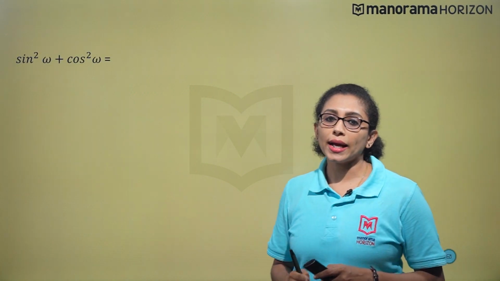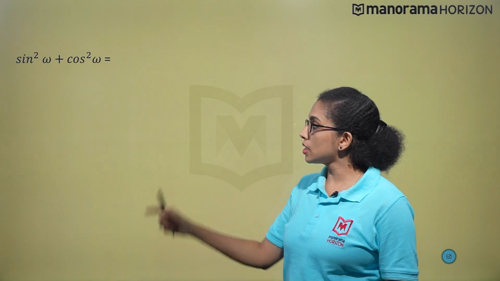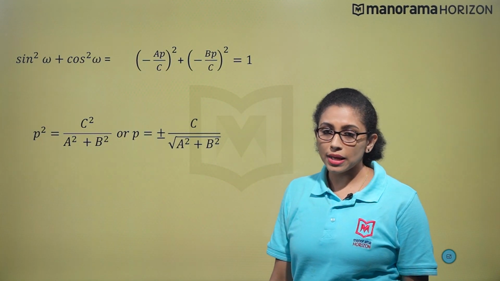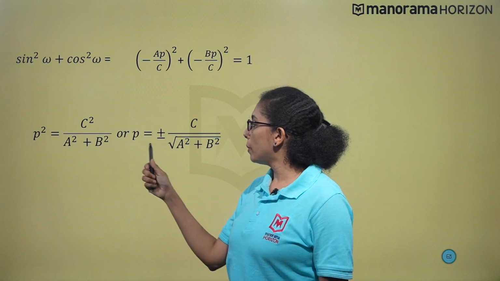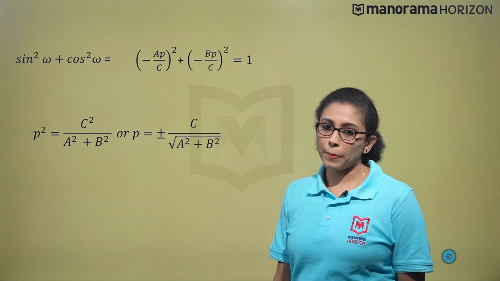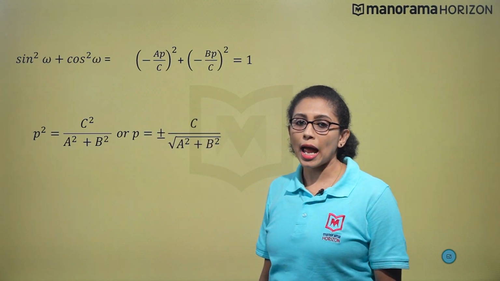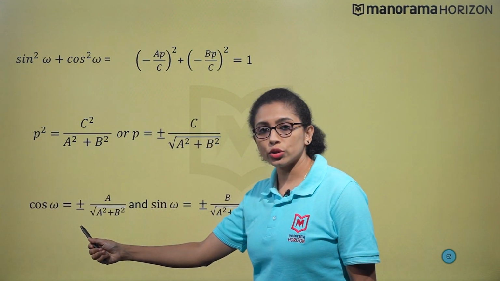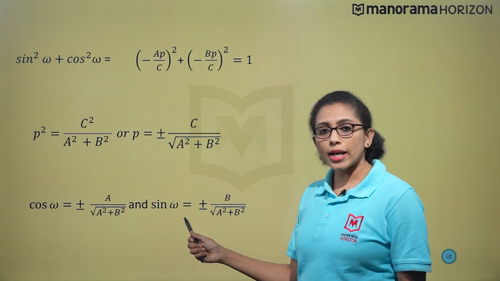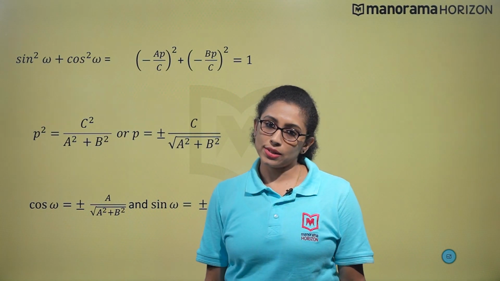Alright. Now, use the identity, that is, sin square omega plus cos square omega is equal to 1. Substitute the values in this equation. We get p square is equal to c square by a square plus b square, or p is equal to plus or minus, taking the square root, c by root of a square plus b square. Now, substitute this value of p in equations number 3 and 4. We get cos omega is equal to plus or minus a by root of a square plus b square, and sin omega will be plus or minus b by square root of a square plus b square.